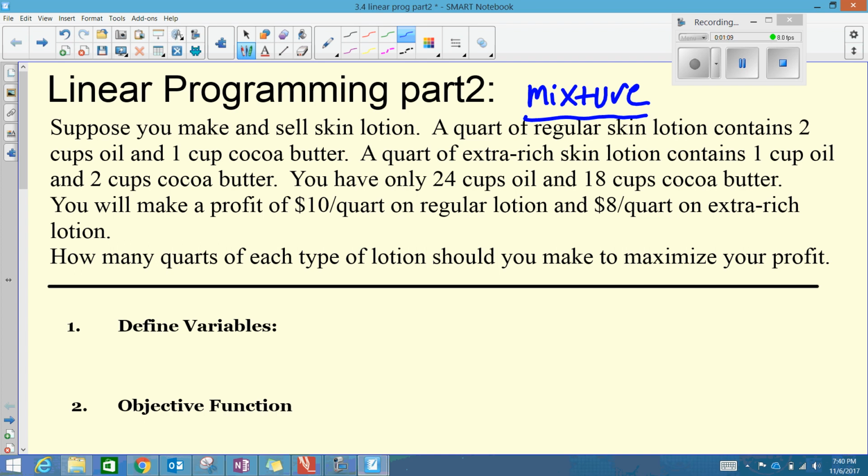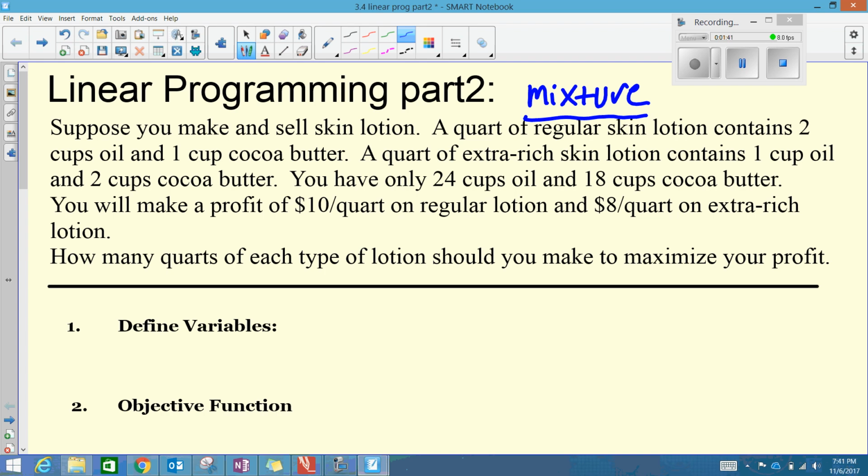So suppose you make and sell skin lotion. A quart of regular skin lotion contains 2 cups oil and 1 cup cocoa butter. A quart of extra rich skin lotion contains 1 cup oil and 2 cups cocoa butter. You have only 24 cups oil and 18 cups cocoa butter. You will make a profit of $10 per quart on regular lotion and $8 per quart on extra rich lotion. How many quarts of each type of lotion should you make to maximize your profit?